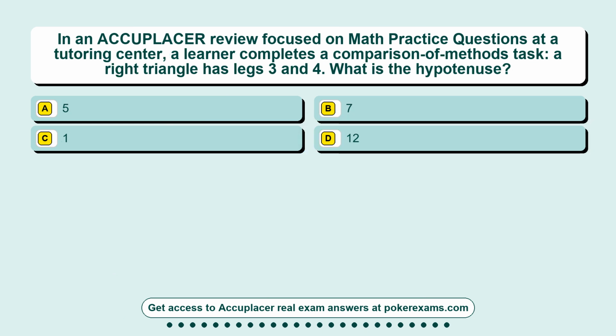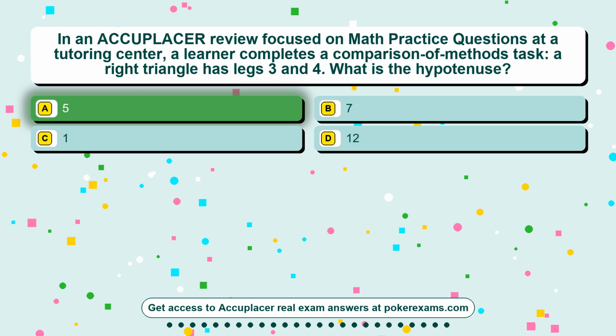Question 23. In an Accuplacer review focused on math practice questions at a tutoring center, a learner completes a comparison-of-methods task. A right triangle has legs 3 and 4. What is the hypotenuse? Option A, 5, option B, 7, option C, 1, option D, 12. The correct answer is option A, 5.